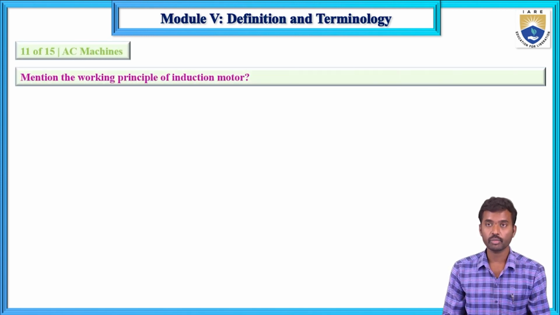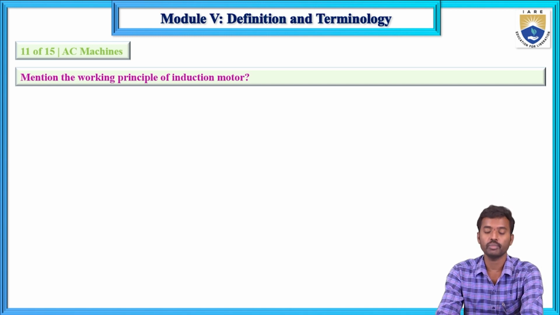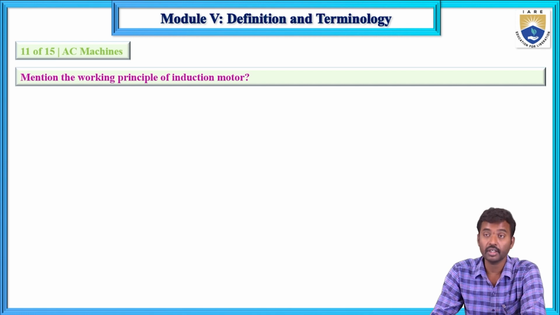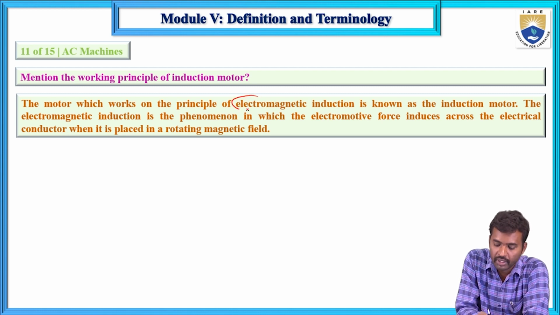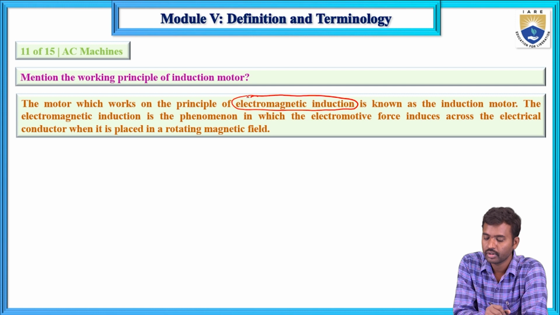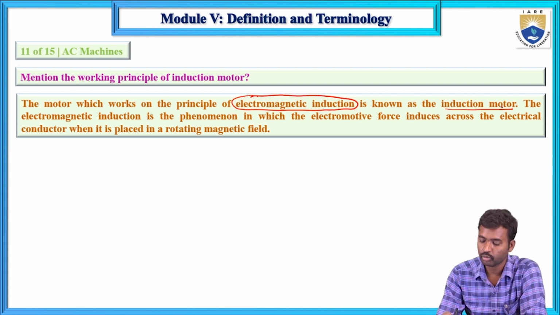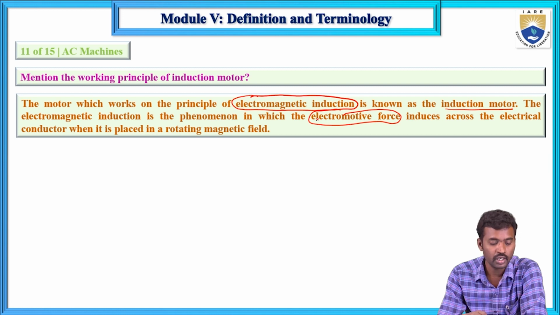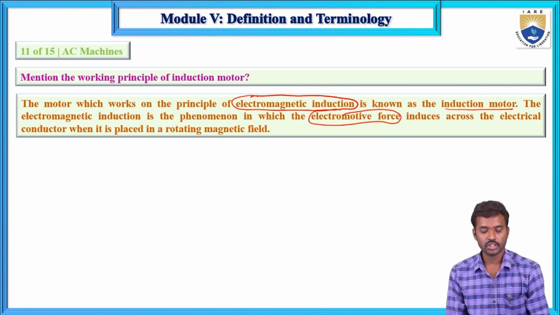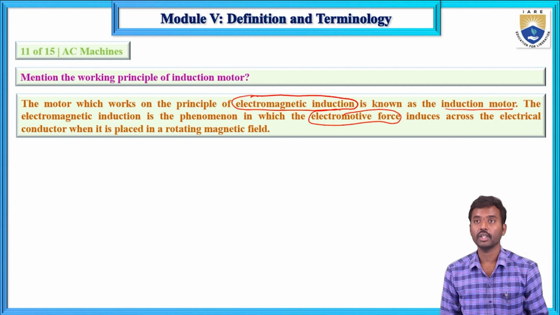Mention the working principle of induction motor. The working principle of the induction motor is the revolving magnetic field and electromagnetic induction. So it works on the principle of electromagnetic induction. The motor which works on this principle is known as an induction motor. In electromagnetic induction, an electromotive force EMF is induced across an electrical conductor when it is placed in a rotating magnetic field.